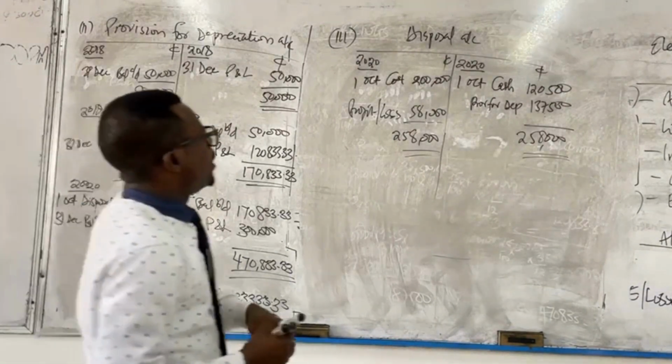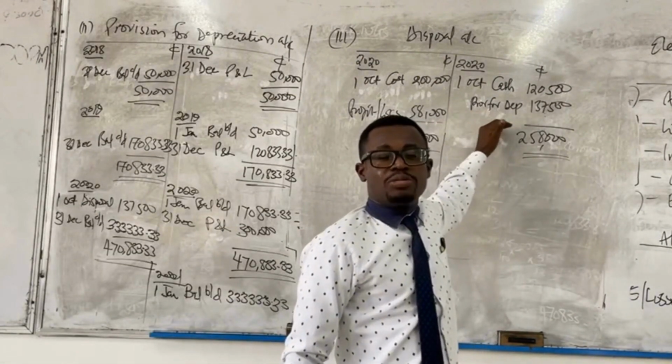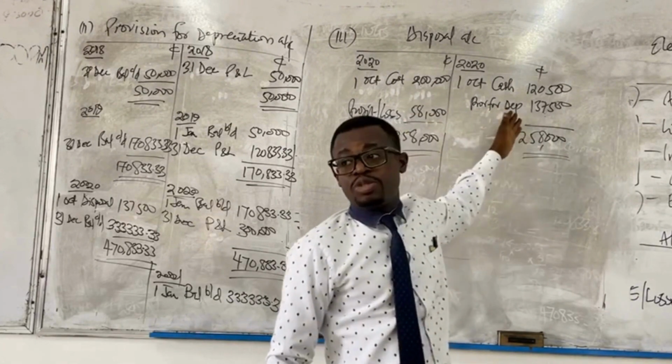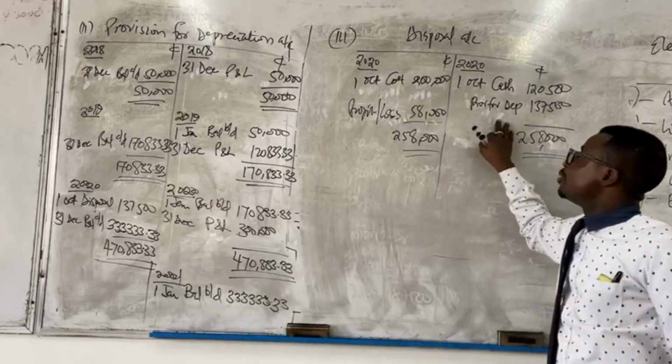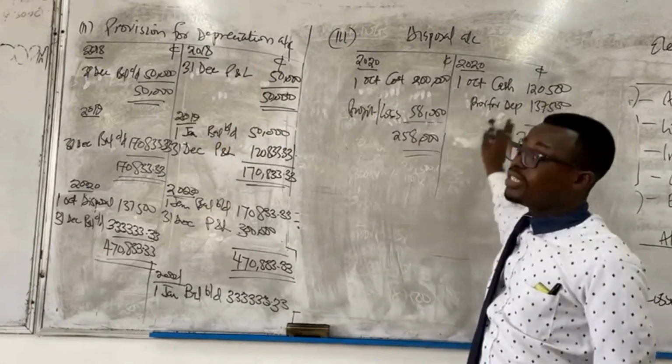So provision for depreciation can be replaced with what? Accumulated depreciation. Are you good? Or provision for depreciation. Why did I say provision for depreciation? Because that's the name of the account. Right? But it's the same as accumulated depreciation.